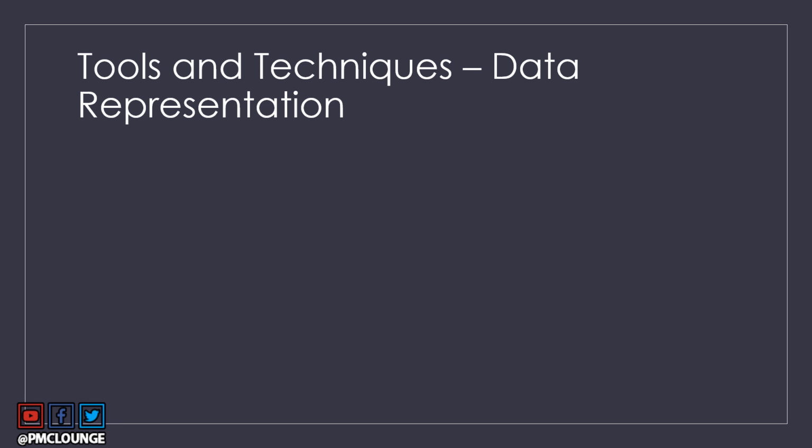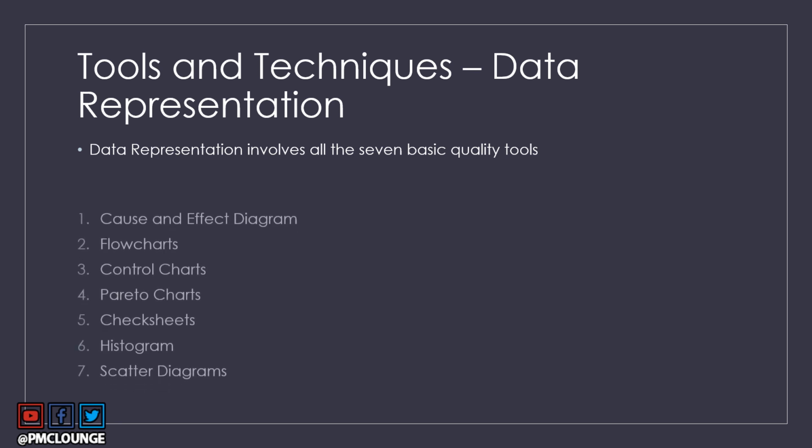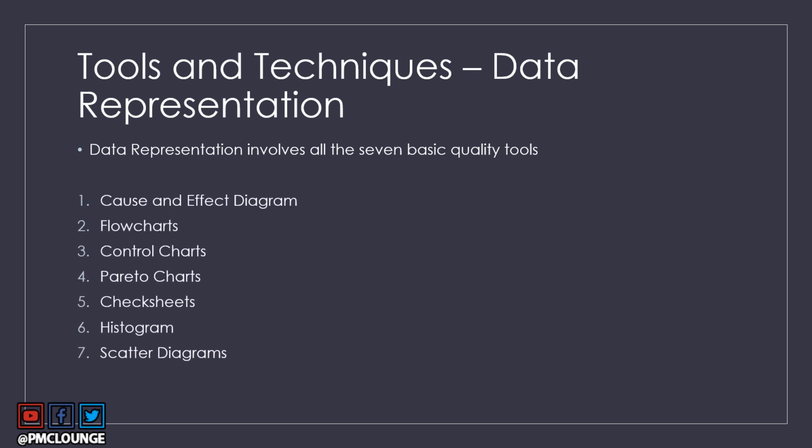The other tool could be data representation. Now, data representation involves all the 7 basic quality tools which we have covered in the past. This is the entire list: cause and effect diagram, flow charts, control charts, Pareto charts, check sheets, histogram, and scatter diagrams. Third link in the description. This is where we have discussed all 7 of them.